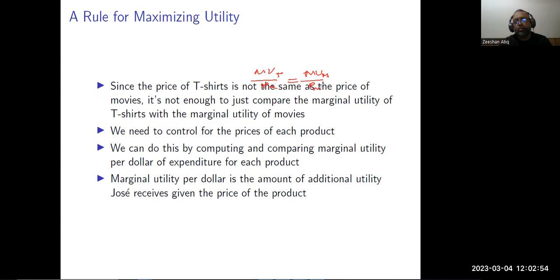So here you can say, for example, that $1 gives you as much utility from the consumption of t-shirts as the same dollar gives you from the consumption of movies. This is the basic principle for utility maximizing. We will continue about utility in the next lecture. Thank you very much for joining us.